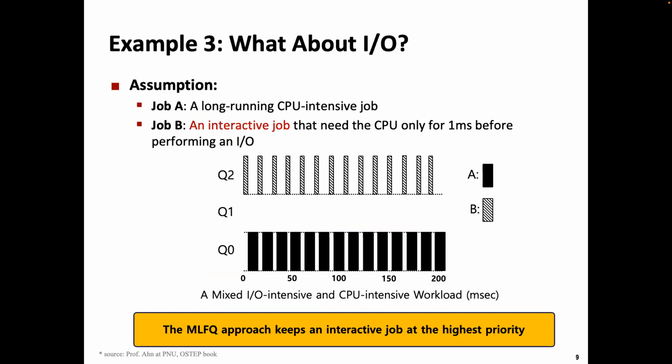Okay, so another example, example 3: what if there are a lot of IOs? Job A is a long-running CPU-intensive job. This is A. Job B is an interactive job that needs the CPU only 1 millisecond before issuing an IO. Okay, so I think you might be confused, the length of the bar is only 1 millisecond.